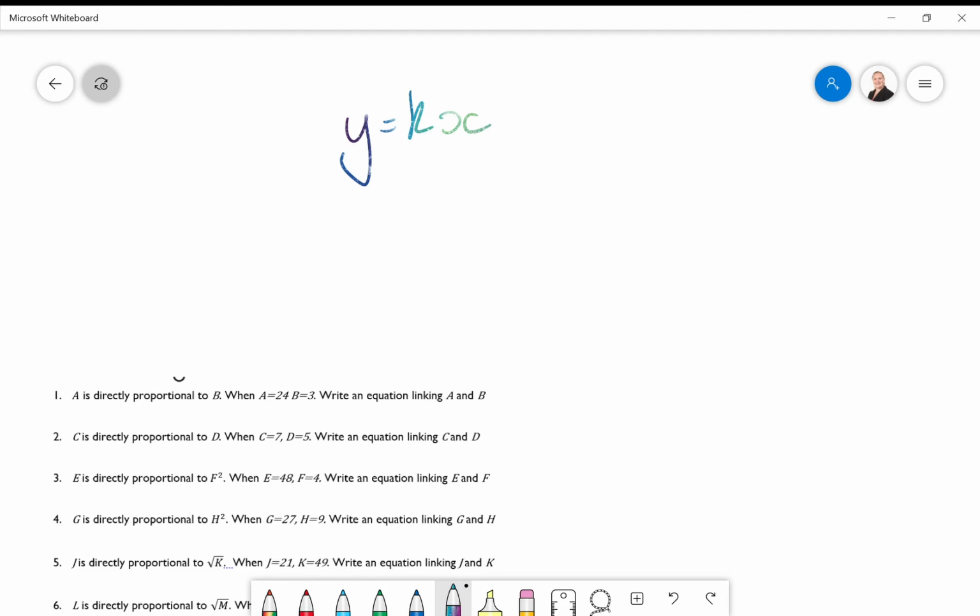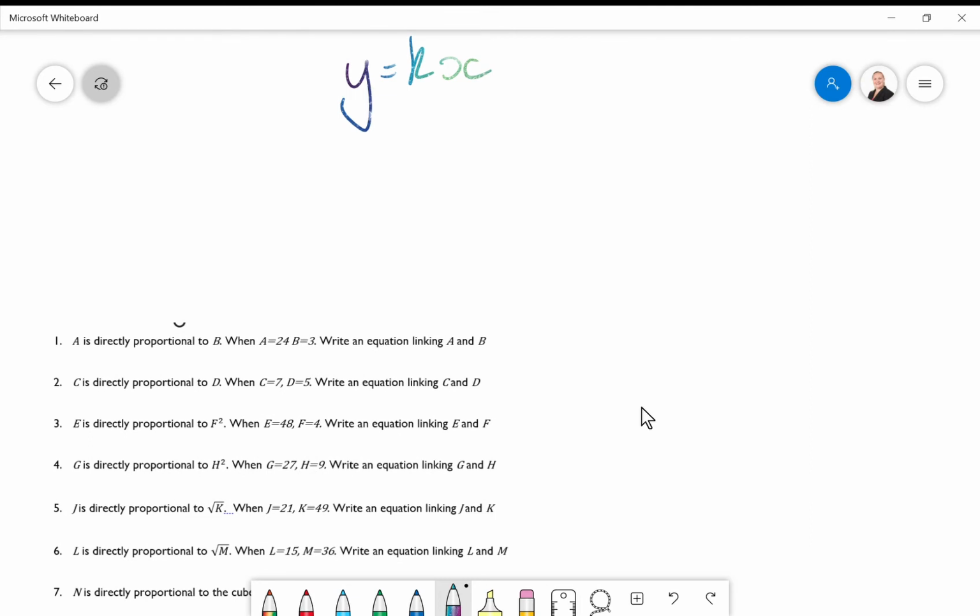So often you get things like question 1 here. A is directly proportional to B. We always use the letter k. It doesn't matter if you use any other letter, but we just tend to use the letter k. So I'm going to replace the letter A with the number 24, and I'm going to replace the letter B with the number 3.